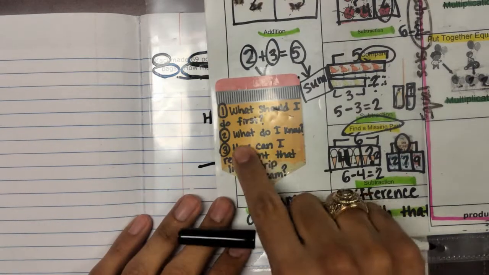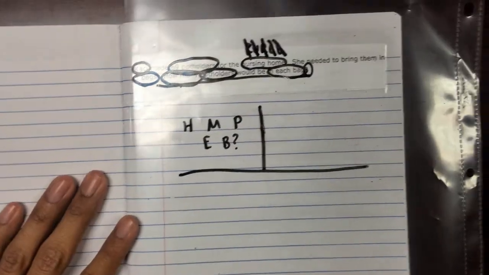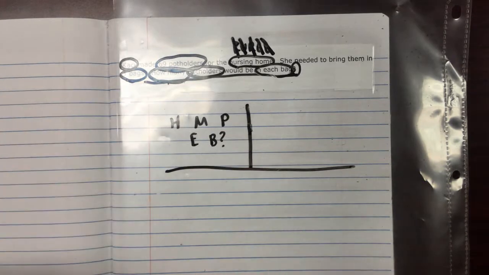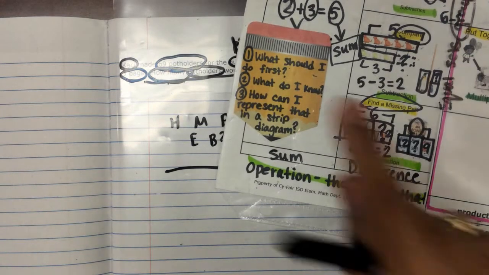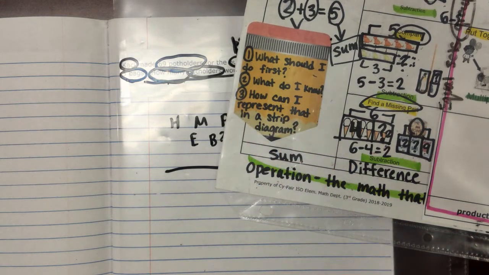Now let's answer our next question. What do I know? Well, I know this problem is about Casey. I know she made 69 potholders, and I know she needs to bring them in 3 bags. So I need to figure out how many potholders are going to be in each bag. So now that we've gone over that, how can I represent that in a strip diagram?